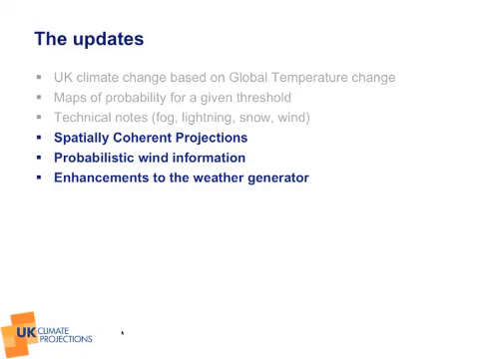I've explained the maps based on global temperature change, the maps of probability for a given threshold, and the technical notes on fog, lightning, snow and wind. I'll now move on to explain the spatially coherent projections, the probabilistic wind information, and enhancements that have been made to the weather generator.